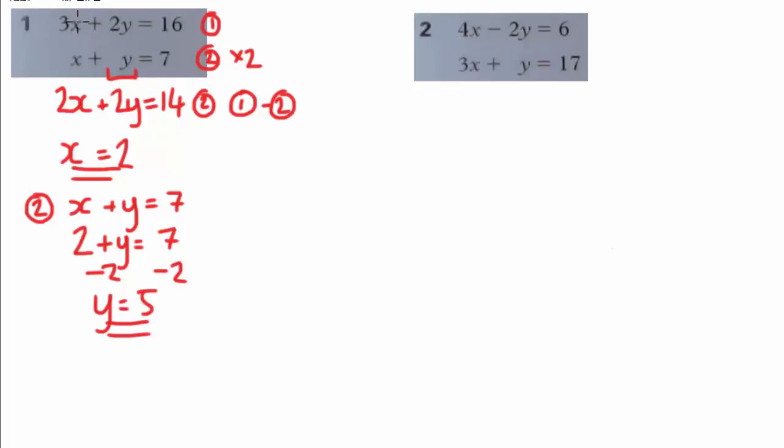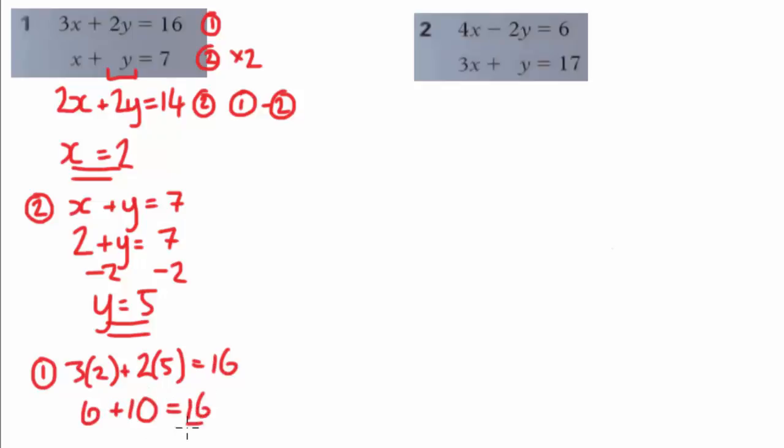Now we can rewrite equation 1 and substitute the values in just to make sure. So x is 2, so it's 3 times 2 plus 2 times 5, and that should equal 16, and surprise surprise it does. So remember, when you work out what x is and what y is, that works for both equations.